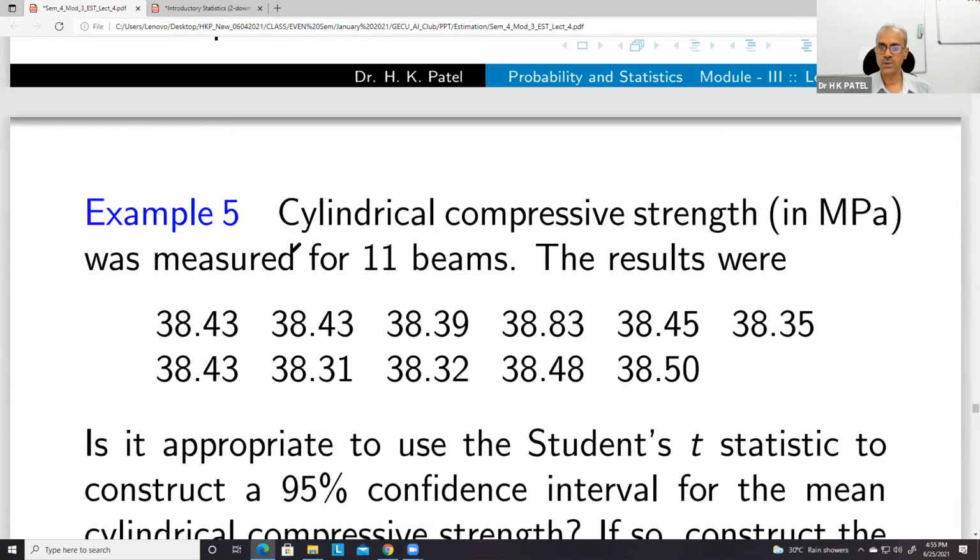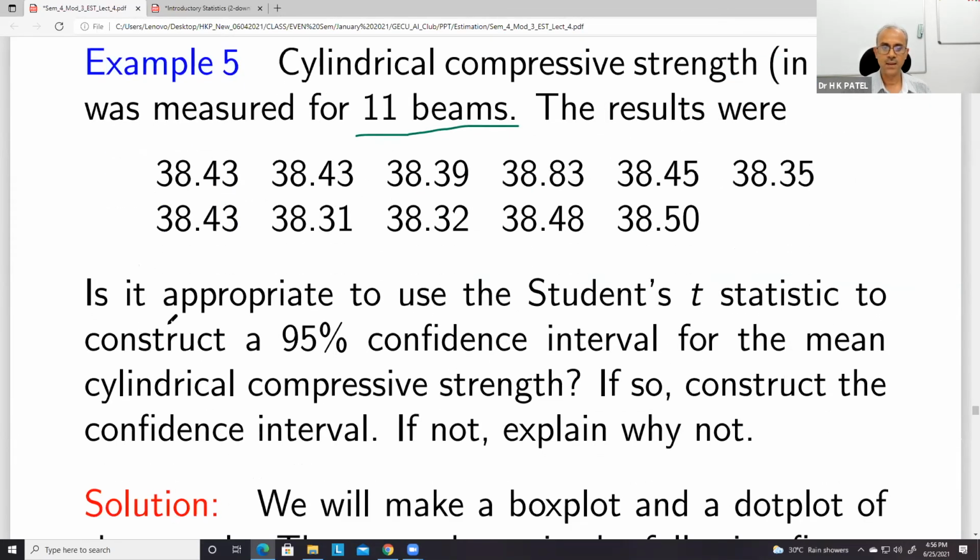There is another problem. Cylindrical compressive strength in MPa was measured for 11 beams. Now, 11 you can see is a very small sample. The results were these. Is it appropriate to use the student's t statistic to construct a 95% confidence interval for the mean cylindrical compressive strength? If so, construct the confidence interval. If not, explain why not. So let us see.